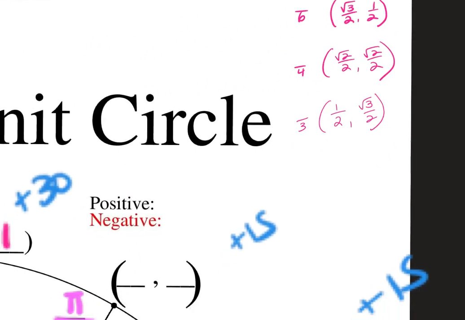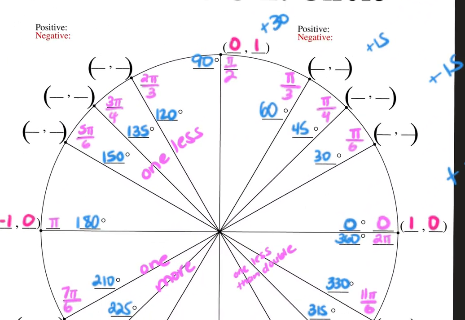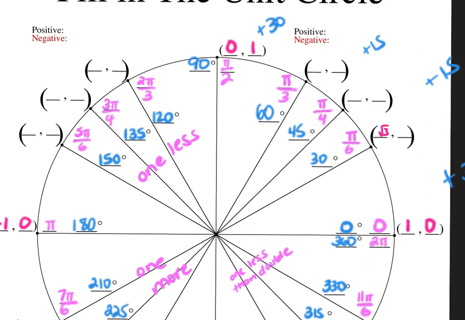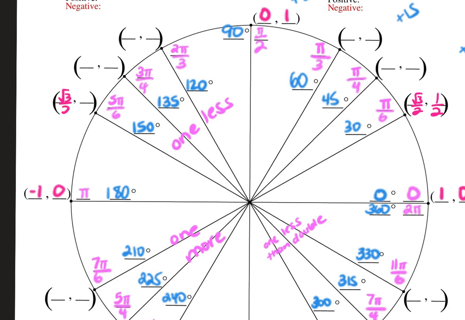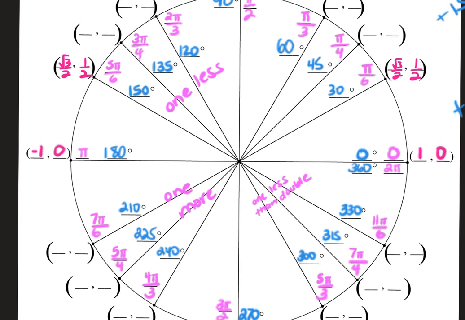Yep, so now fill them all in. Every over 6 gets root 3 over 2, 1/2. Root 3 over 2, 1/2. Root 3 over 2, 1/2. Root 3 over 2, 1/2.